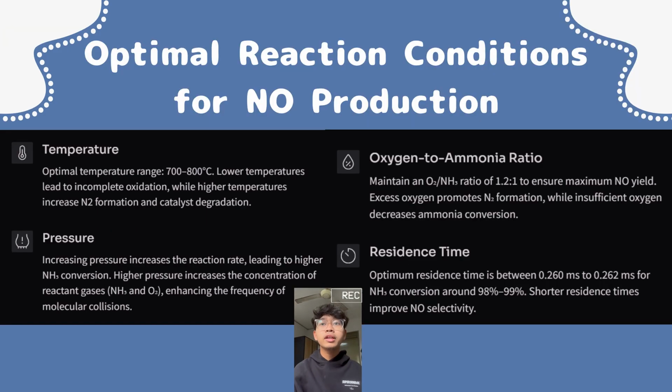Okay, next, optimal reaction conditions for nitrogen oxide production. The first one is optimal temperature. The optimal temperature is in the range of 700 to 800 degrees Celsius. Next, pressure. For pressure, we need to use high pressure, that is 10 atm, leading to high NH3 ammonia conversion. Next, the oxygen to ammonia ratio is 1.2 to 1. The last one is residence time between 0.26 millisecond to 0.262 millisecond.